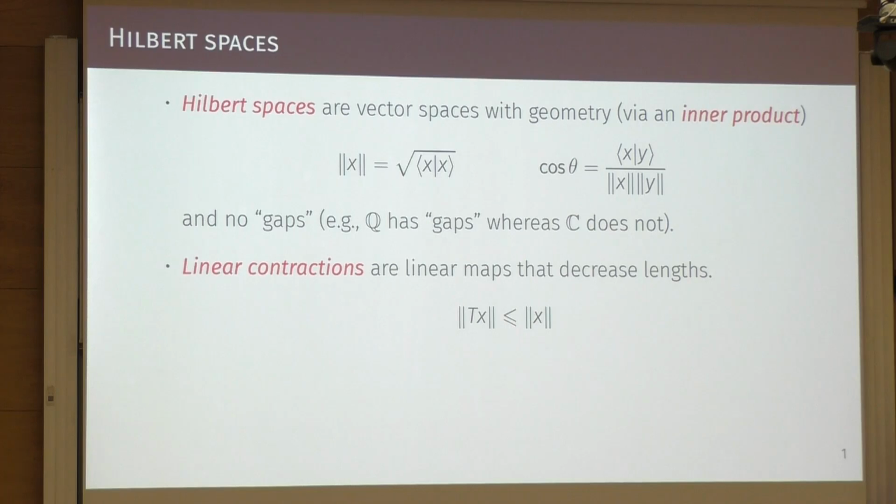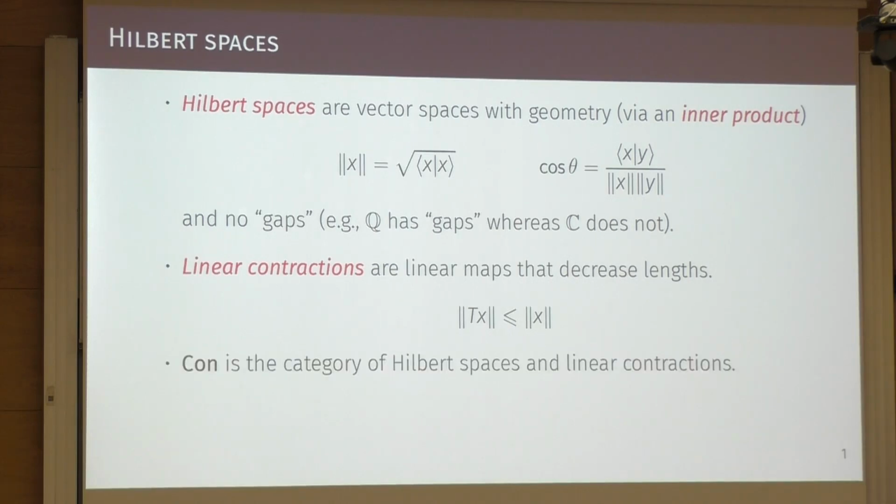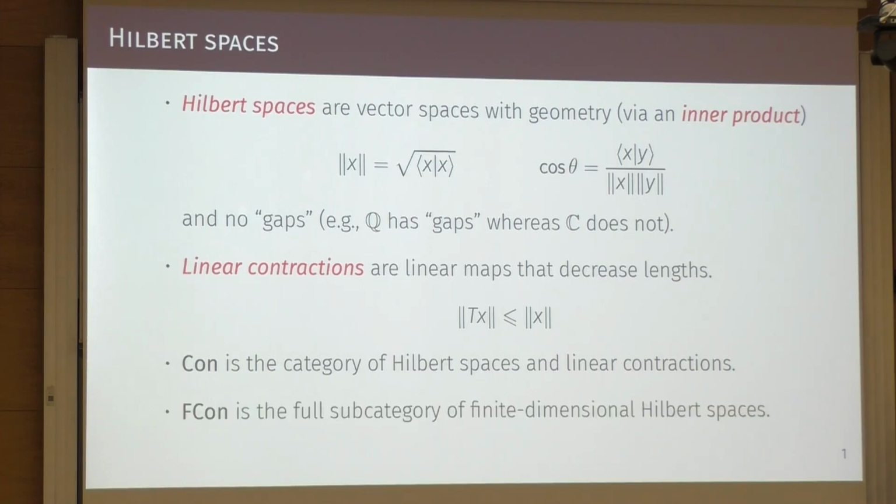Now, the maps that we're going to consider this afternoon are the linear contractions. So these are different to the bounded linear maps that Chris was talking about this morning. The linear contractions are the linear maps that decrease length. And the categories that we're interested in are the category Con of Hilbert spaces and linear contractions, and the category FCon, which is the full subcategory that's spanned by the finite-dimensional Hilbert spaces.